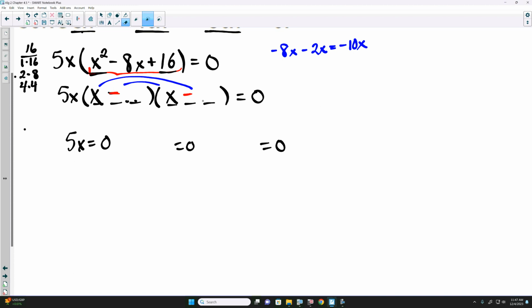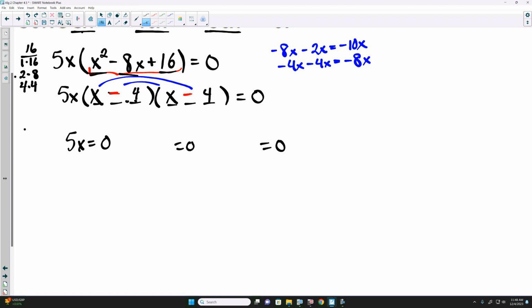We can try 4 and 4. We check this here. x times negative 4 would be negative 4x. Negative 4 times x would also be negative 4x. And negative 4x minus 4x is negative 8x. Is that the middle term we wanted? So we do have it factored.